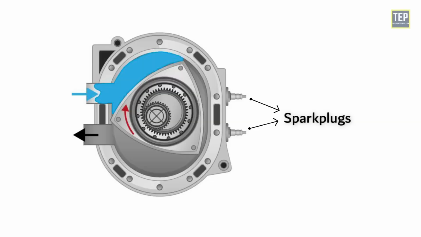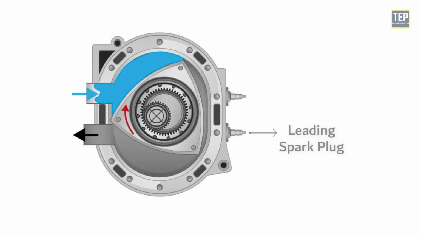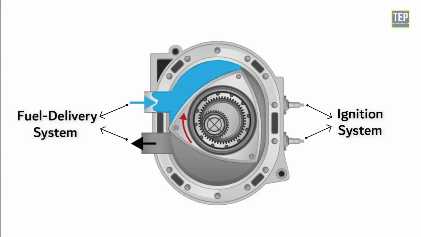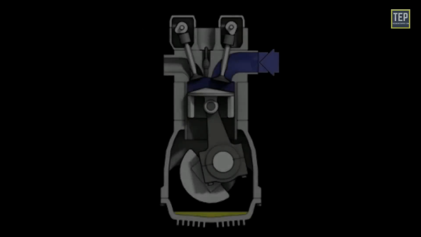Spark plug. The Wankel engine uses two spark plugs, that is, a leading and a trailing spark plug. Since the combustion is pretty long, two spark plugs are always required to spread the flame. A rotary engine has an ignition system and a fuel delivery system that are similar to the ones on piston engines.